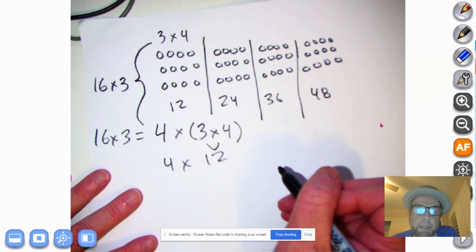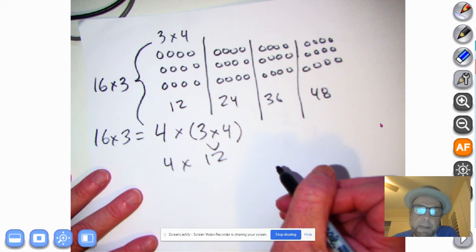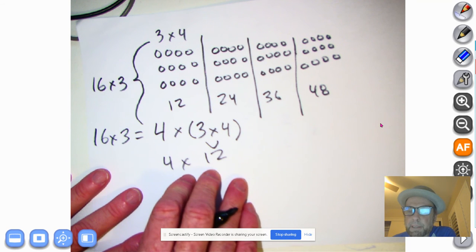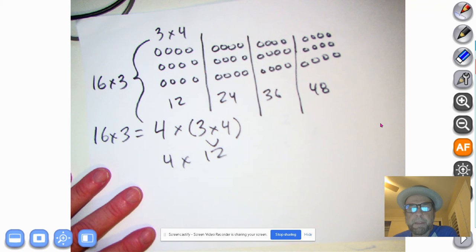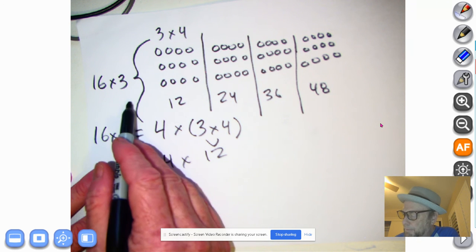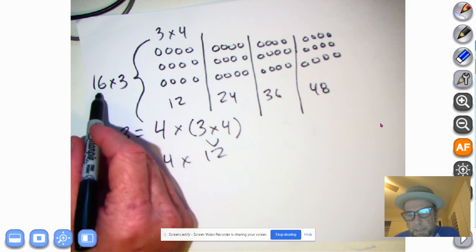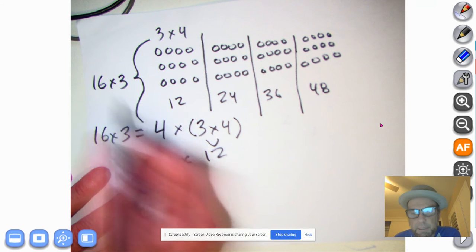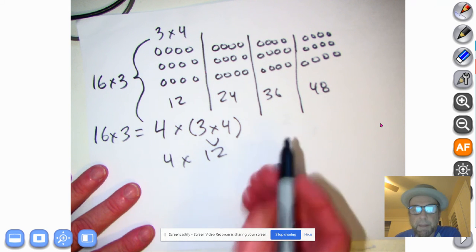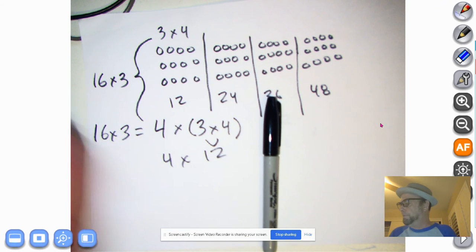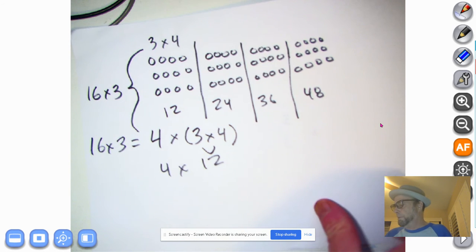Can we do this another way? Yeah, we could keep working on this and breaking it down, but I think this is a pretty cool way to deal with the associative property. So we can see that 16 times 3 equals 4 times 3 times 4, because 4 times 4 is 16, and then we just multiply 4 times 12, and we're all set. I know that's a lot on our plates, but I have full confidence in you. Maybe we'll do one more.